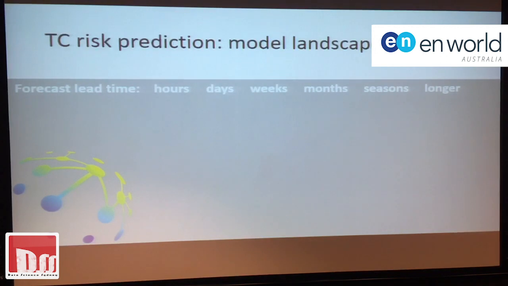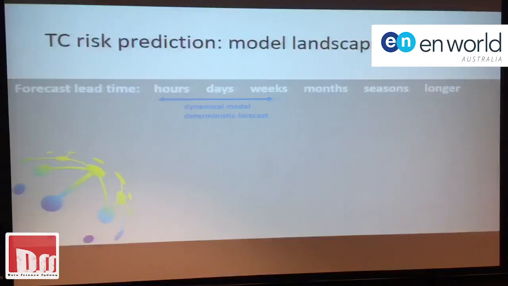The answer really is it depends how far ahead you're looking. So the key thing is the lead time in your forecast. So I've organized the slides in terms of how far ahead. And the first thing is the space between a few hours to several days. So that's the case where last year, for instance, you would have seen Tropical Cyclone Debbie form, and you sort of see that it will hit the Queensland coast in the next few days.